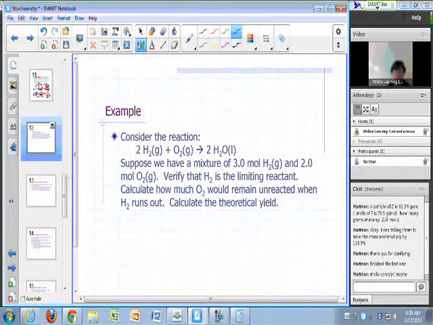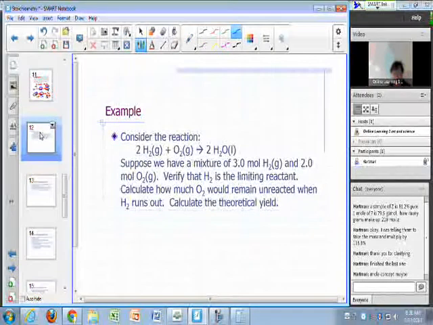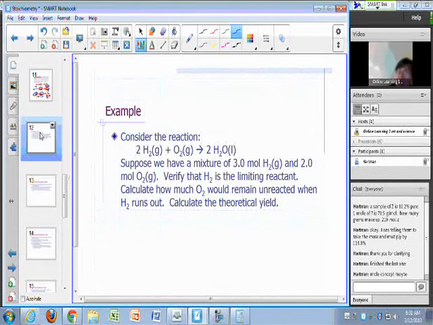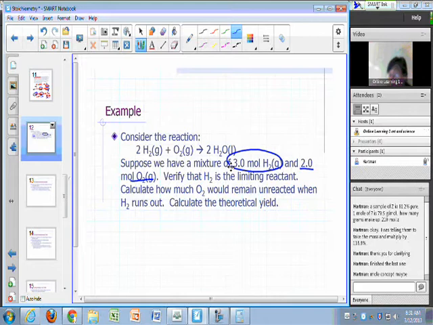So let's look at an example here. Another example. Let's say you have this reaction, 2H2 plus O2 gives you 2H2O. Let's say you were to mix 3 moles of H2 and 2 moles of O2. Let's verify that H2 is in fact the limiting reactant. So how would we do that?